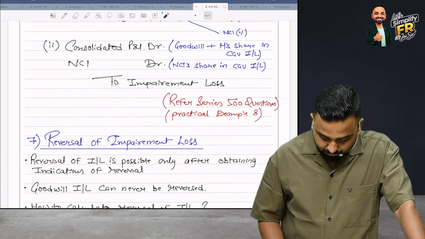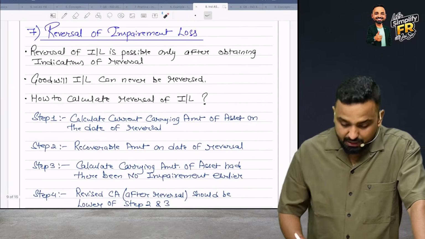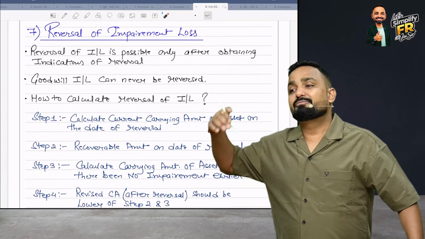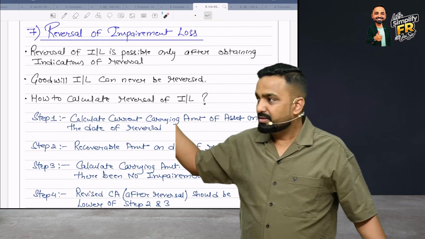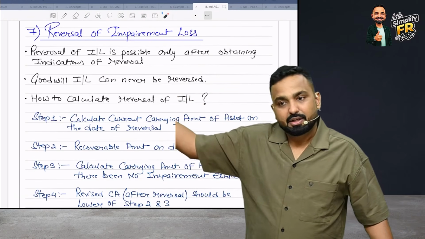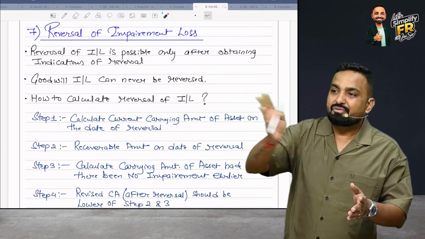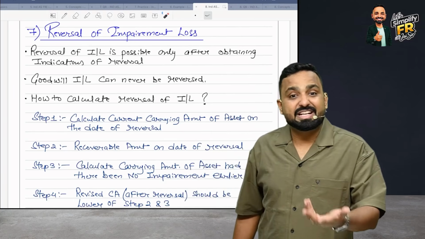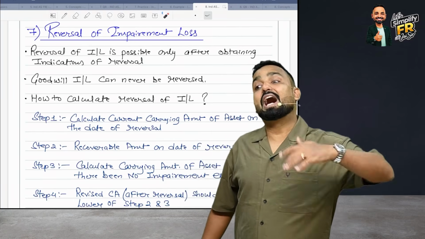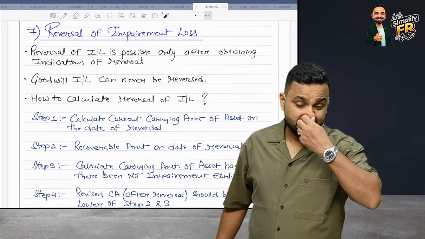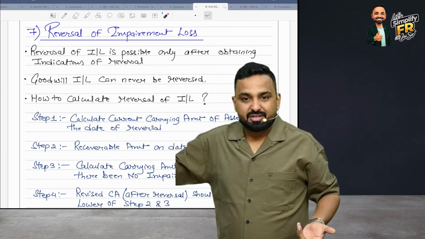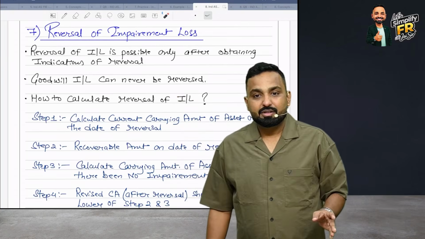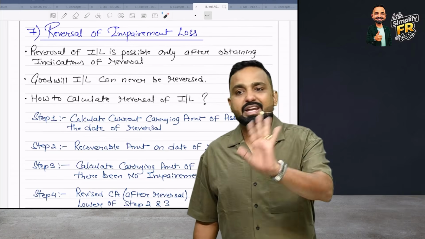Understood or not? Okay. Last, reversal of impairment loss. Earlier you made the impairment. Now after some years you are getting positive indications that the recoverable value is now higher, is getting increased, so that your impairment is waste. Now you should reverse the impairment. So how should you reverse the impairment? It is not always recoverable minus carrying.